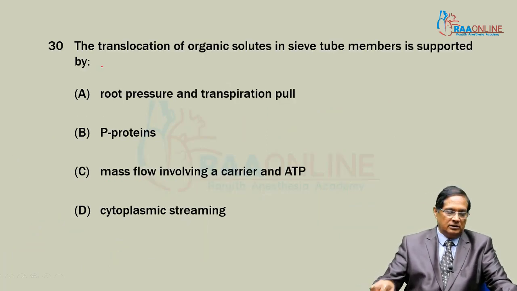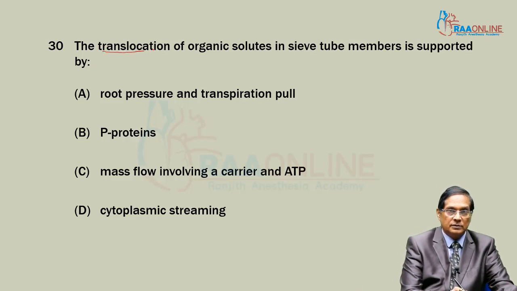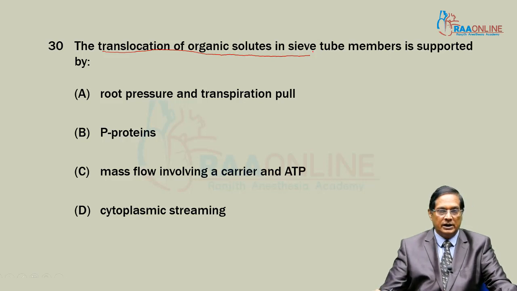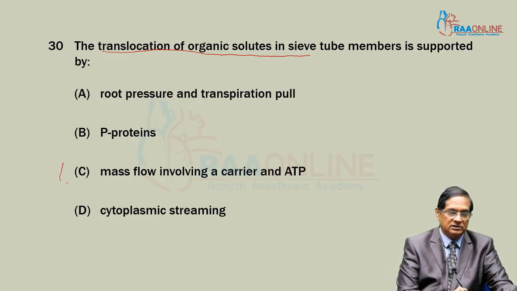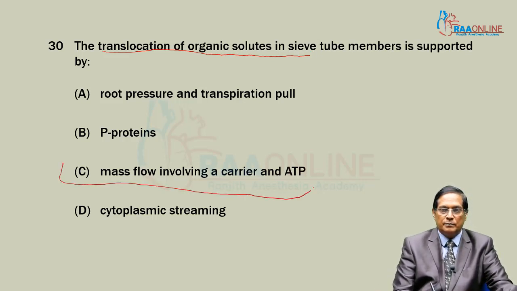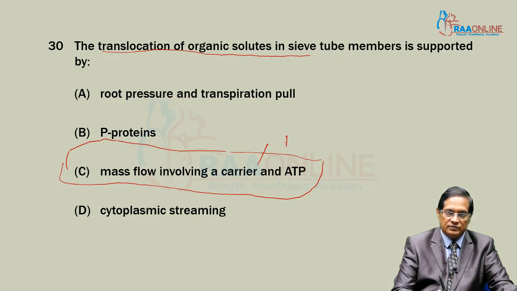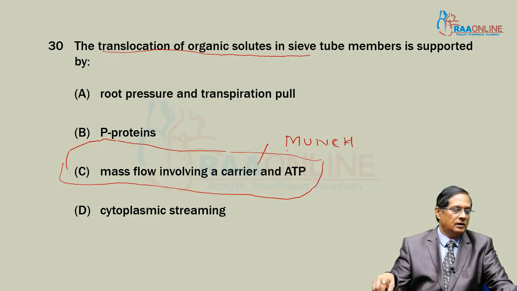30th question: translocation of sugar, organic solutes in the sieve tube, mainly supported by. We have already given the answer in the previous question. The complete explanation was there, that is, the mass flow or pressure flow theory, given by Munch. So question number 30 is now over. Its explanation is done in the 29th question.